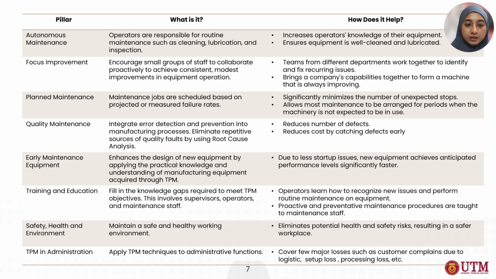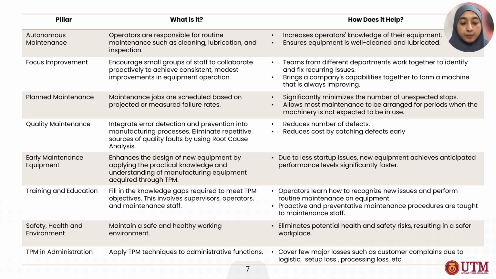Okay, these are the 8 pillars of TPM. First is autonomous maintenance, where operators are responsible for routine maintenance such as cleaning, lubrication, and inspection. It helps to increase the operators' knowledge of their equipment and ensures the equipment is well cleaned and lubricated. Next is focused improvement, which encourages a small group of staff to collaborate proactively to achieve consistent modest improvement in equipment operation. This helps teams from different departments work together to identify and fix recurring issues, and also brings the company's capabilities together to form a machine that is always improving.